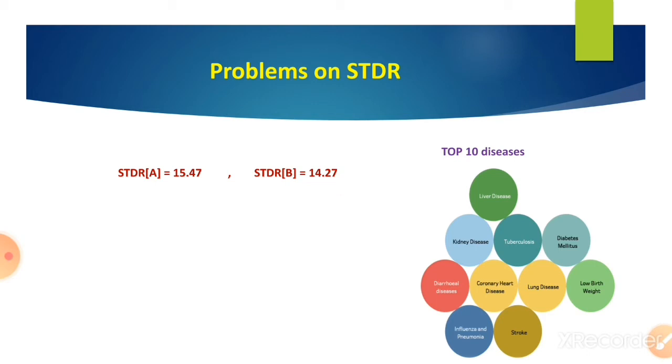So we have to give the comment then. What is the comment? Here, STDR of locality B is less than STDR of locality A. This means, therefore, locality B is healthier.